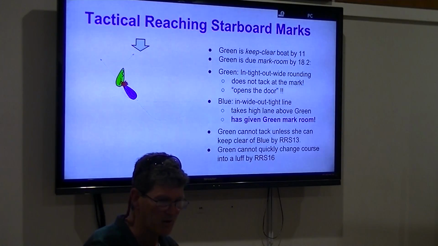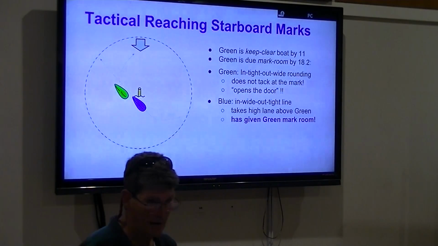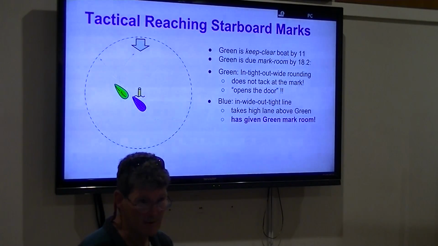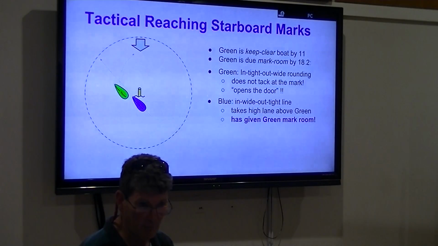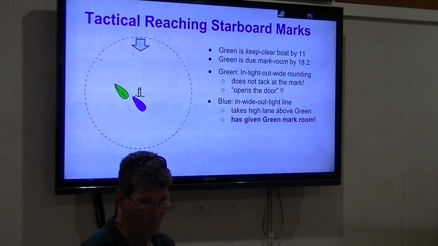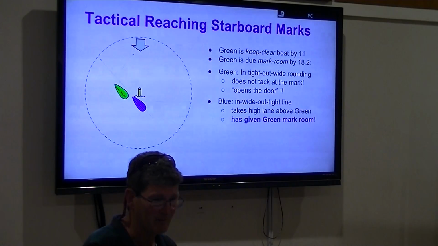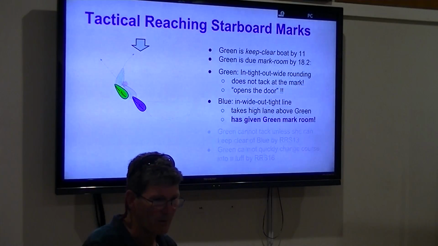So in that situation back there, which is a very frequent situation of a boat that's gone in wide and left the door open, if a boat gets inside of you, you've got to give them the rights they're due. So this goes back to what I keep saying that boats that get inside of you, sometimes they're not due that room, but sometimes they are due the rights if they get their nose in there. So, almost done here.